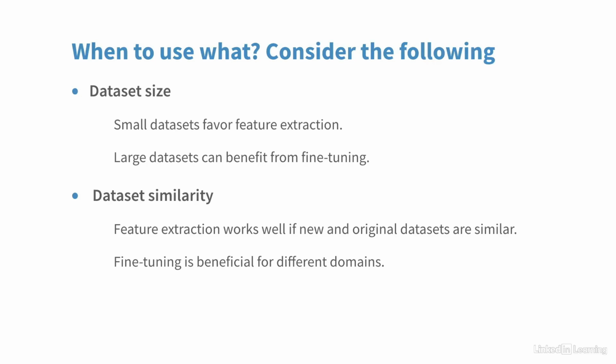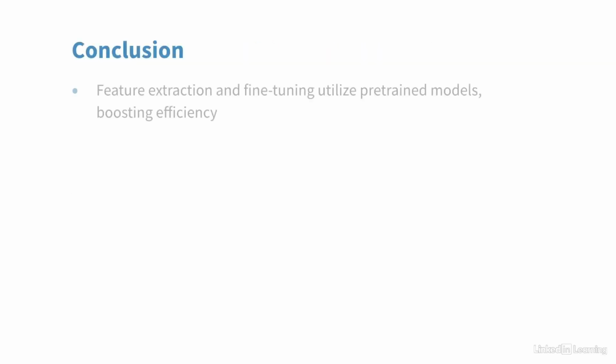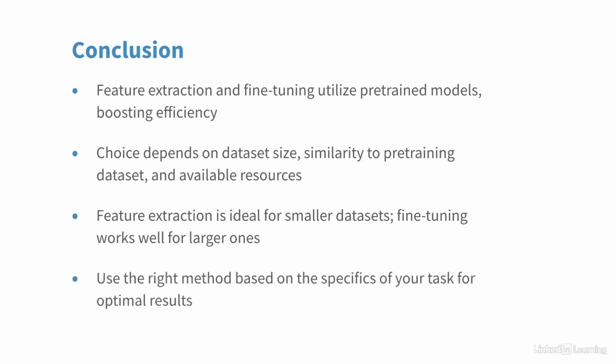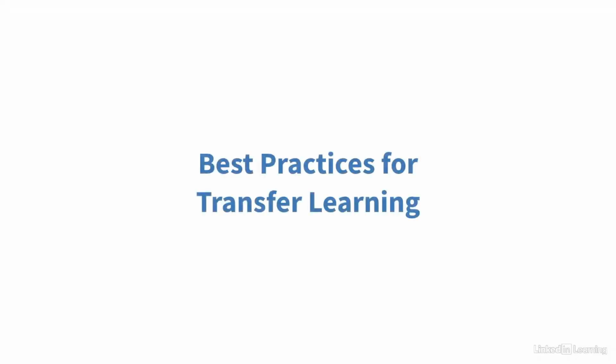And finally, you want to consider the computational resources you have available. Feature extraction is quicker and more efficient than fine-tuning. If you have limited resources or time, consider feature extraction, as it's quicker and more efficient than fine-tuning. Both feature extraction and fine-tuning can be powerful tools when working with pre-trained models. Understanding when to use each approach is crucial to achieving the best possible results for your use case. Let's now talk about some best practices for transfer learning.